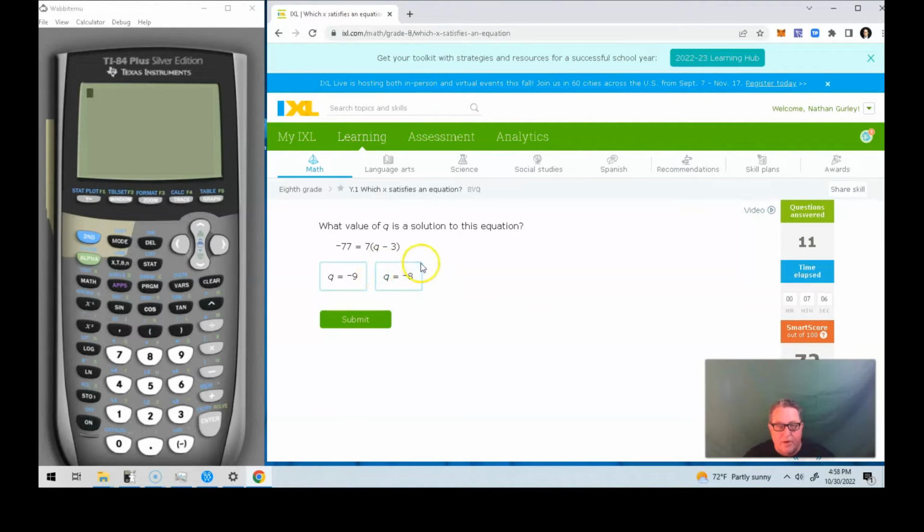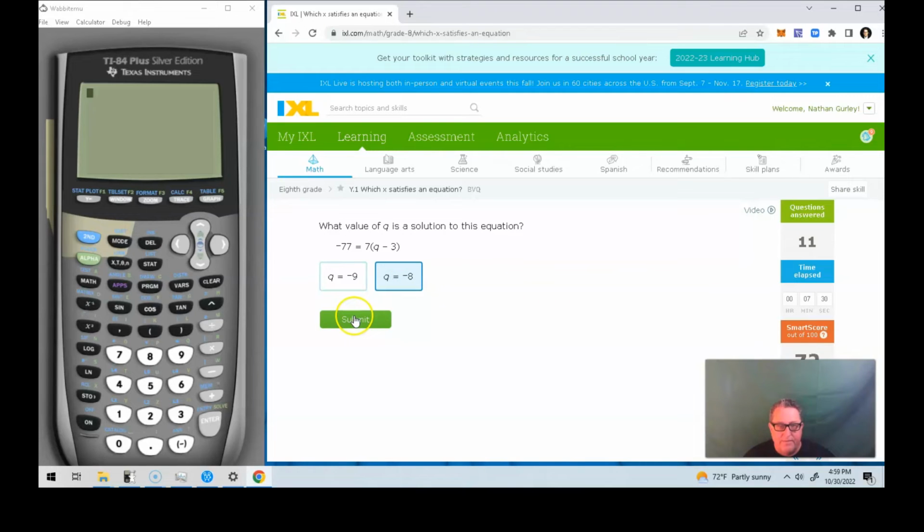Okay, couple ways we could do this. We could either distribute, or since this is by itself, we could divide both sides by 7. I think I would divide both sides by 7. This would become negative 11 on the left side. q minus what number is negative 11? Well, negative 8 and negative 3, 8, 9, 10, 11, would make negative 11.